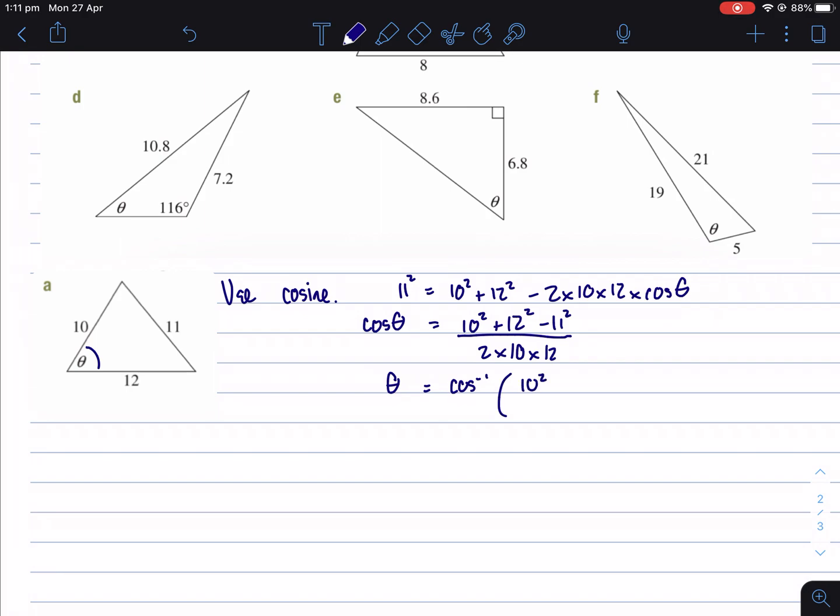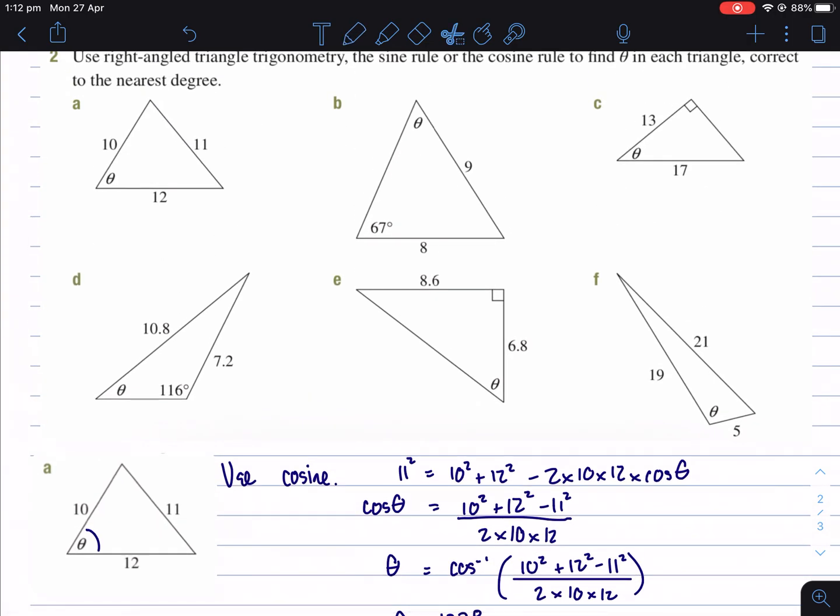You could put that first, like that 10 squared plus 12 squared, take 11 squared over 2 times 10 times 12 in your calculator and do arc cos answer. I don't know why I like to write the whole thing in one step, but I am going to. So I've got arc cos, so shift cos, fraction 10 squared plus 12 squared, take 11 squared over 2 times 10 times 12, close bracket. So that's 133 point whatever, to the nearest degree.